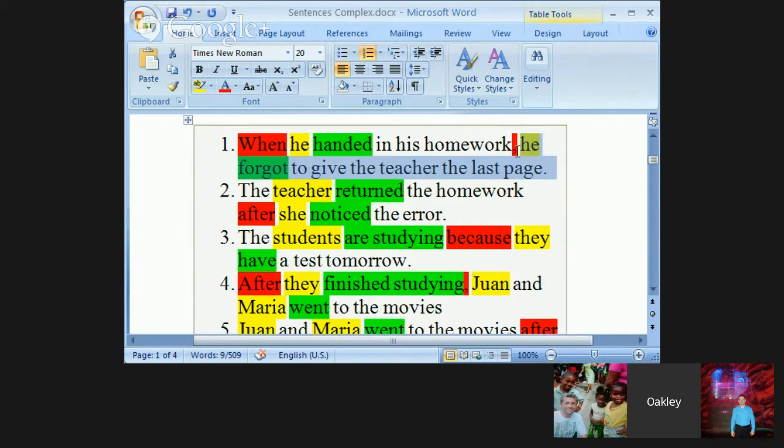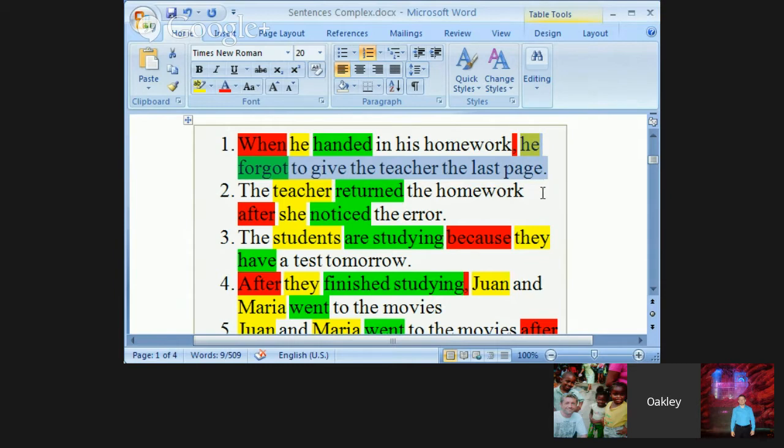Sergey, could I reverse these clauses? In other words, can I say he forgot to give the teacher the last page when he handed in his homework? Is that possible? I think it's possible. Absolutely, of course it's possible. It's always possible to reverse when you have one dependent and one independent clause. There are other more complicated versions of complex sentences, but if you straightforwardly have one independent and one dependent clause, it's always possible to reverse them.